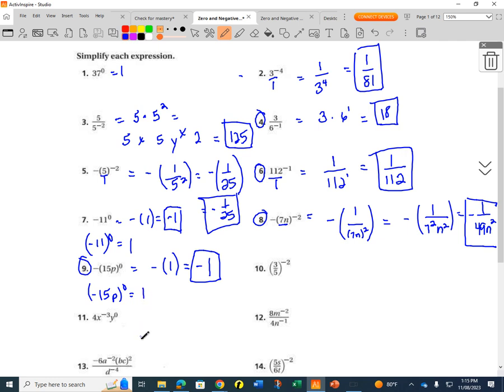It's a good point. Tavion, you writing everything I'm writing? Did you write this part? Negative 15p to the 0 power is 1?